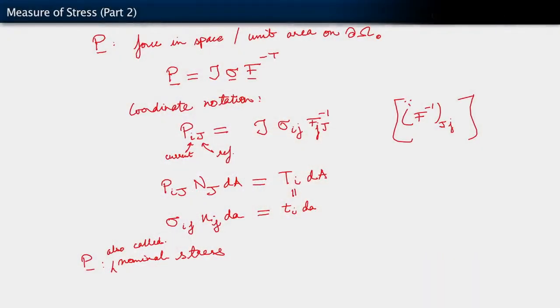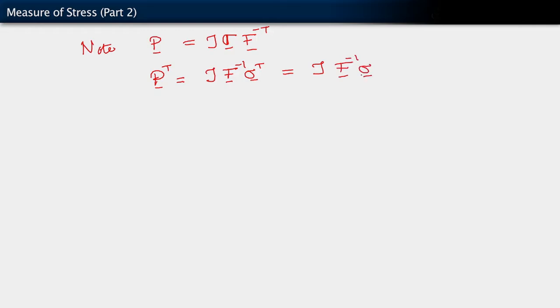Okay, if you look at the relation for P up here, and you think of taking its transpose, it should be pretty clear that it's not symmetric. Okay, and so let's just do that. So note, if you look at P transpose, well, let me first write P and then I'll write P transpose. P is J sigma F inverse transpose. What this implies is that P transpose equals J F inverse sigma transpose. Okay, which is J, which is a scalar, F inverse. Now sigma transpose is sigma. However, in general, this is not equal to sigma F inverse transpose. Okay, so P is not symmetric.